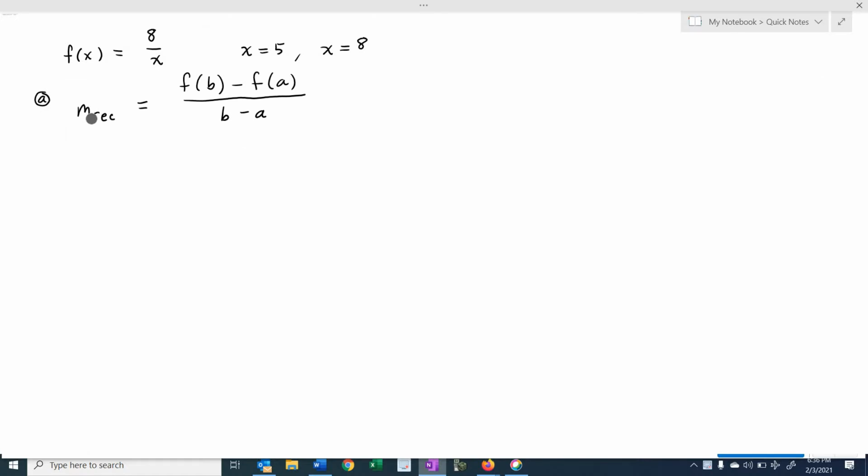First of all, we're going to need the slope of the secant line that goes through these 2 points, and we can find that using this formula, the slope of the secant line. Now in this case, it doesn't matter which one you call A or B. So I'm just going to call this one A and this one B. Okay, so we end up with F evaluated at 8 minus F evaluated at 5 all over 8 minus 5. And then F of 8, we can plug that into the function, and you can see that you get 1 out. And then F of 5, you get 8 over 5 out. Okay, so this becomes 1 minus 8 fifths on top, and on the bottom, that's just equal to 3.